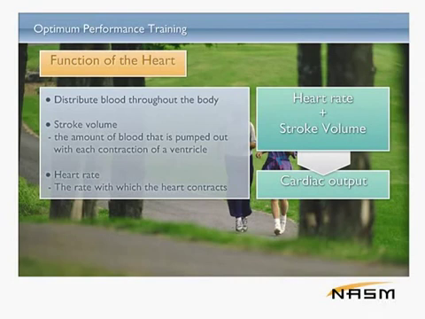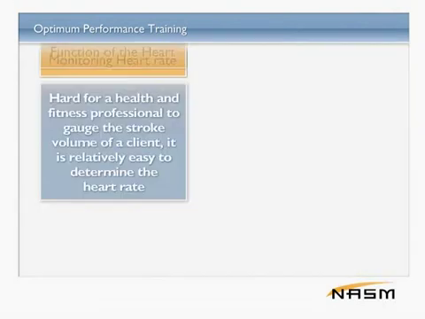Cardiac output is the combination of how many times the heart beats per minute and how much blood is being pumped out with each beat. While it's next to impossible for a health and fitness professional to gauge the stroke volume of a client, it is relatively easy to determine the heart rate.